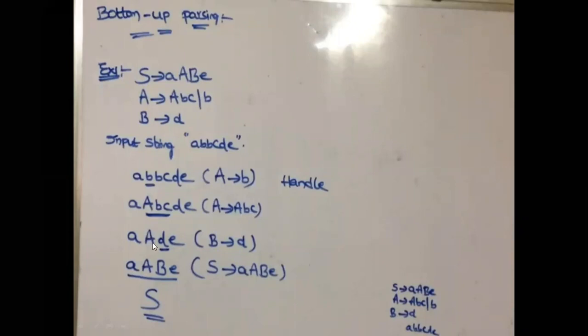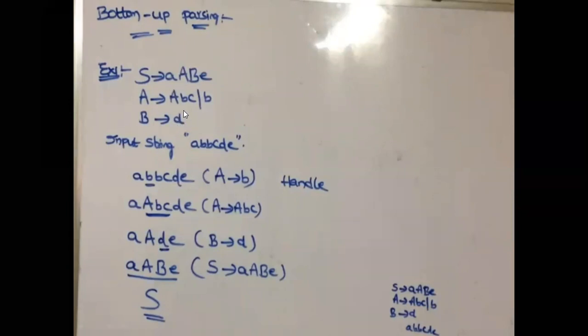And then next, we are considering another substring. So let us consider capital A small d. Is there any production in the right hand side with capital A small d? There is no production in the right hand side with capital A small d. So next we are considering another substring, small d. This small d is called a handle. Is there any production in the right hand side with small d? Yes, we are having a production with small d in the right hand side.